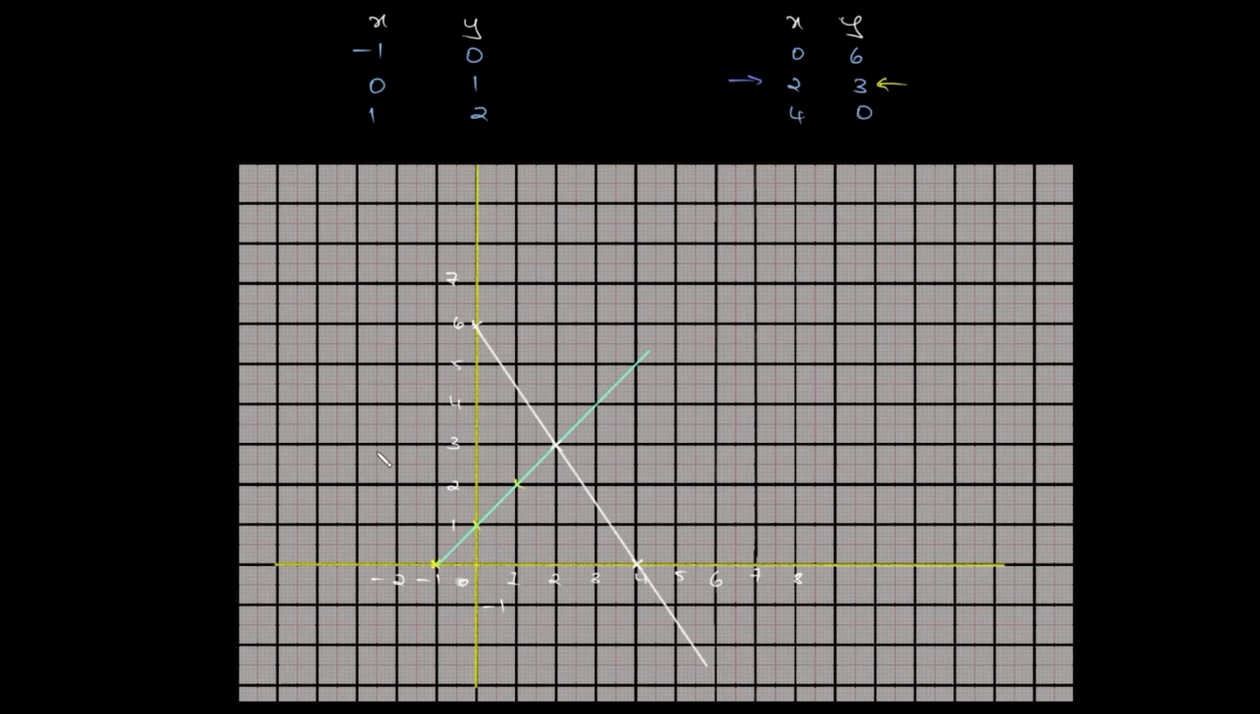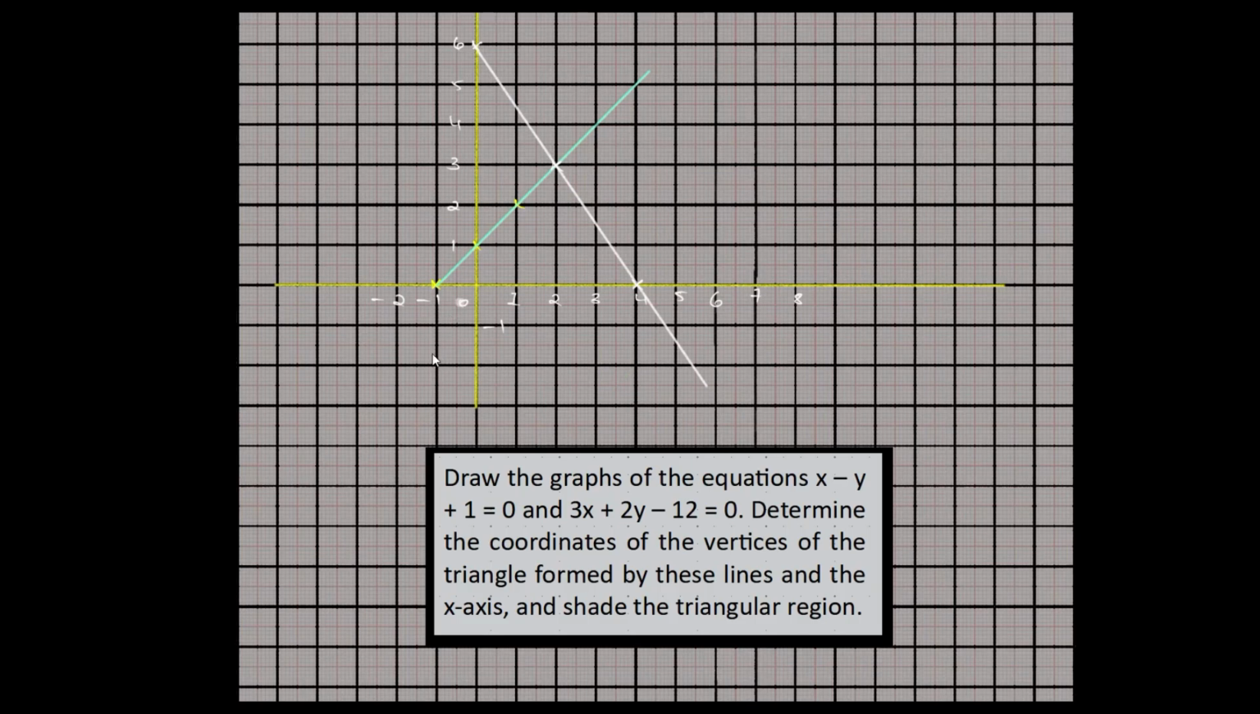Before we do anything, let's read the question again because they're talking about something with the graph. So we need to read the question to understand what exactly they're asking. So we are looking at: determine, draw the graph of this thing. Okay, we did that. Determine the coordinates of the vertex of the triangle formed by these lines and the x-axis and shade the triangular region. So first thing is, which is the triangle they're talking about?